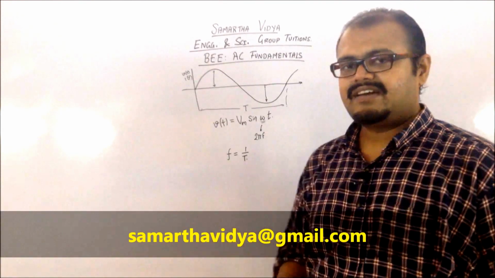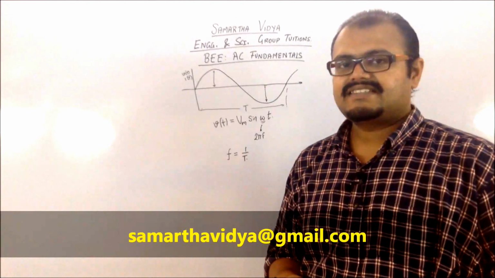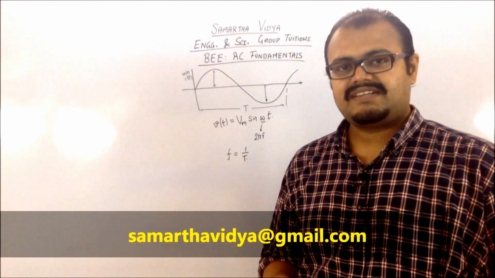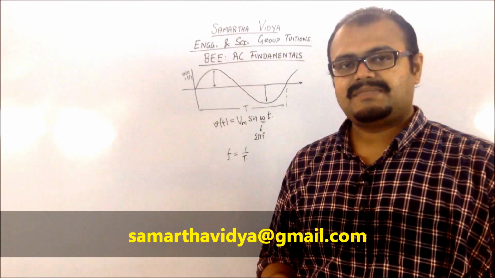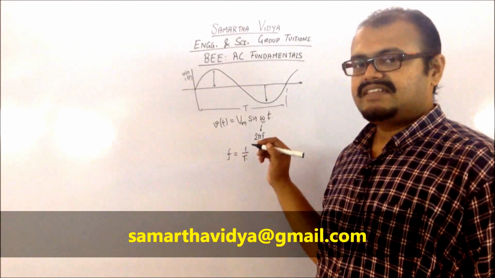So it's basically 1 upon the time period. The unit for this is Hertz. The next definition is your instantaneous value. So instantaneous value is nothing but the value of the particular AC quantity at a given time.